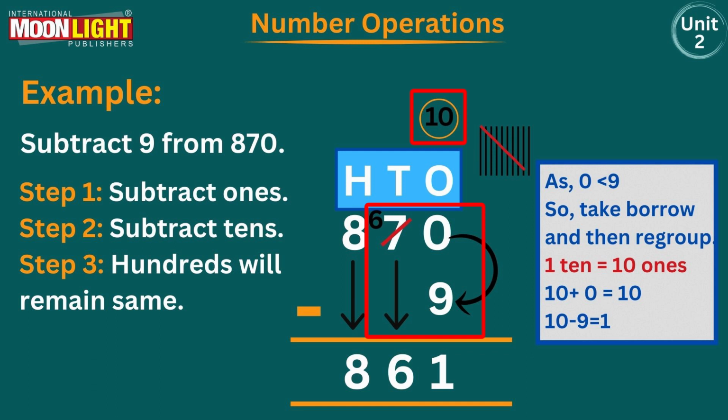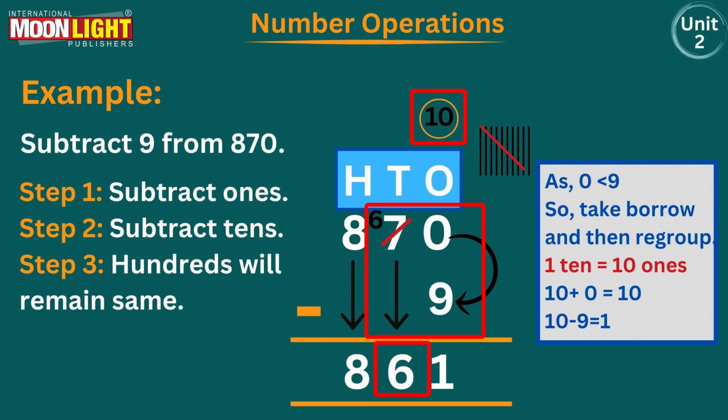Now 10 minus 9 is, yes, draw 10 lines and cut 9 lines. You will have 1 line remaining. So you are going to write the number 1 here at ones place. Now the number 6 is here. The second step is subtract tens. There is no second number over here, so I am going to write the number 6 as it is. After cutting and taking the borrow, I have the number 6, so I will write the number 6 here at tens place.